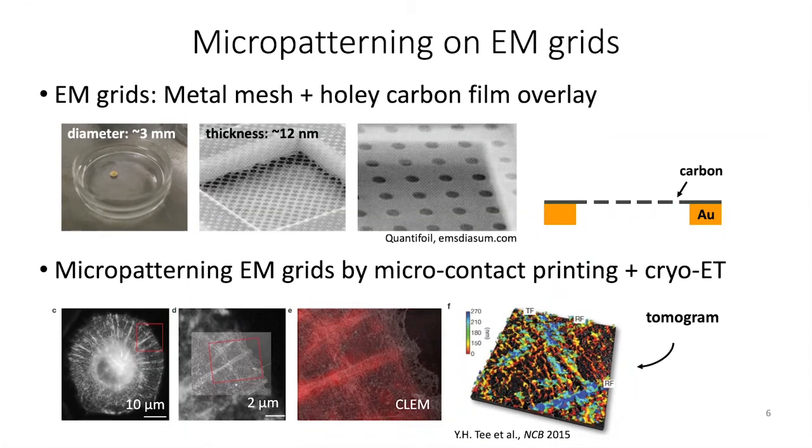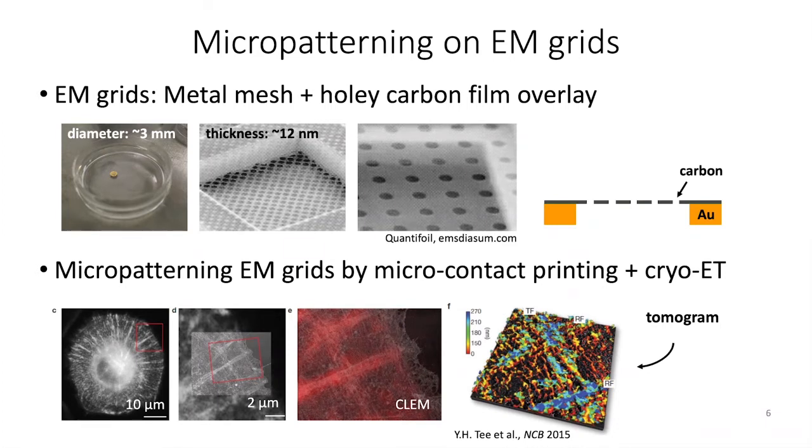Micropatterning of EM grids using microcontact printing was performed by T et al. Here you can see a cell assembled on a circular ECM micropattern, and they used correlative light and electron tomography on these substrates to show that cellular chirality arises from self-organization of the actin cytoskeleton. At the far right, you can see a tomogram showing radial and transverse actin fibers at the cell edge.